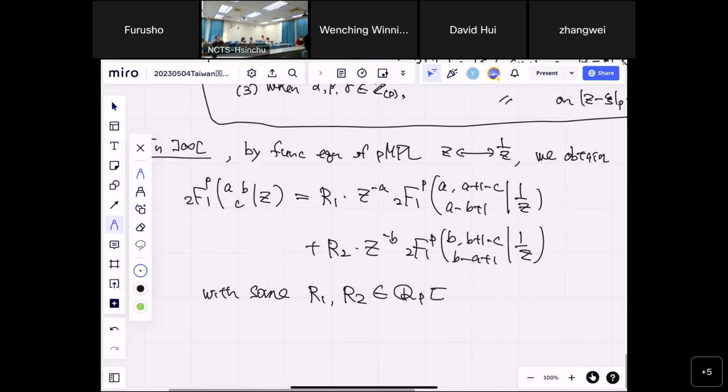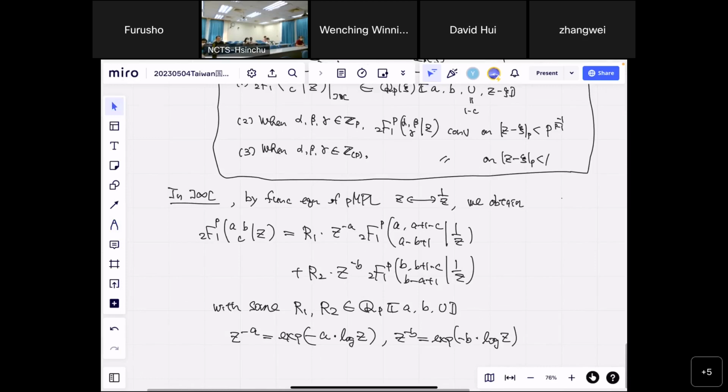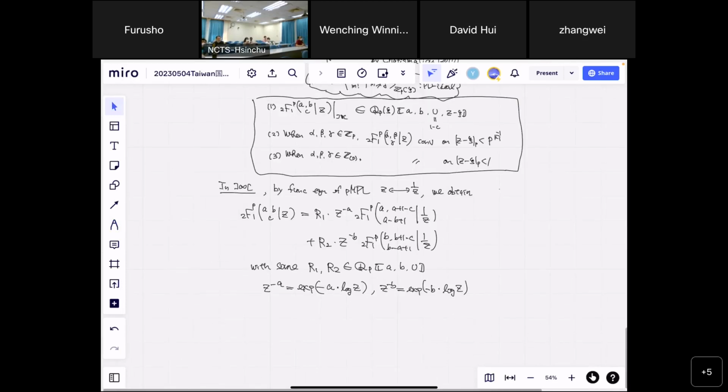it's not a function. And G minus A is defined to be exponential minus A, where A is a formal variable and the p-adic logarithm. And G minus B, exponential minus B. So we can show a kind of relations. It's a kind of symmetry of the formal version of the p-adic hypergeometric function.